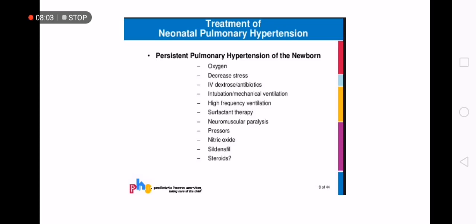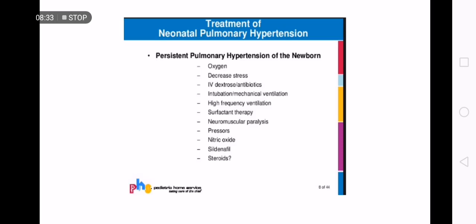We have to elevate or optimize the blood glucose of the patient. Hypoglycemia causes more stress. Intubation might be needed, or high frequency ventilation. Maybe we need surfactant therapy if there is RDS or severe congenital pneumonia. Neuromuscular paralysis if the patient is agitated and is fighting the ventilator. Vasopressors and inotropic support if the patient is hypotensive.